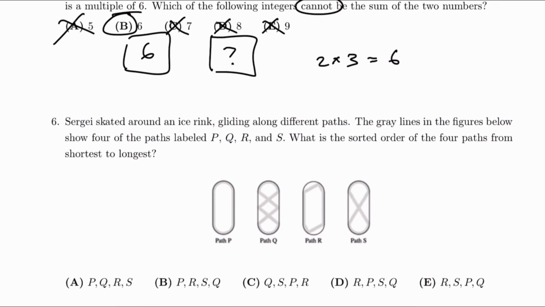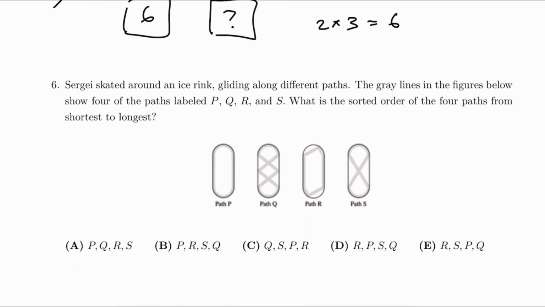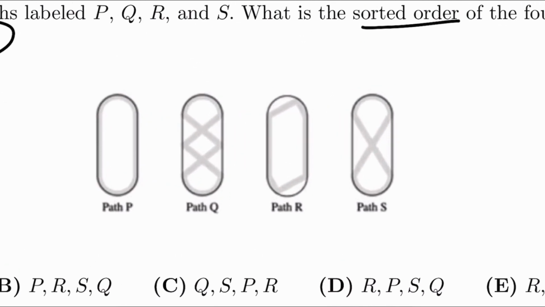All right, let's take a look at number 6. Number 6 says, Sergey skated around an ice rink, gliding along different paths. The gray lines in the figures below show 4 of the paths labeled P, Q, R, and S. What is the sorted order of the 4 paths from the shortest to the longest? All right, we can take a look at this diagram.